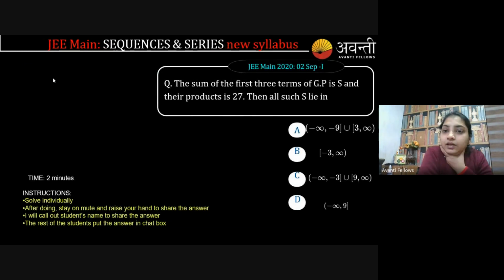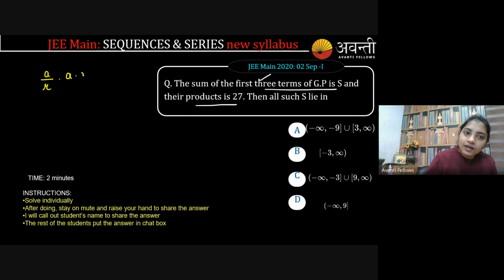The sum of the first 3 terms of a GP is S, and the product is 27. How many terms do I need to take? 3. Means A/R, A, AR. Their product is 27, so A should be 3.